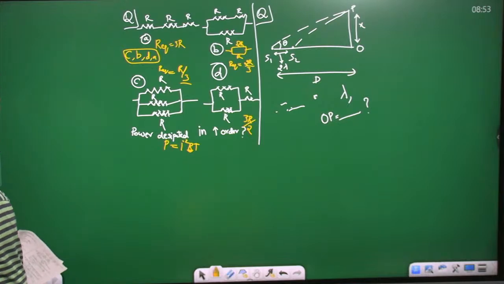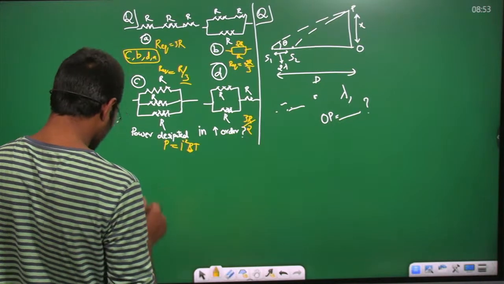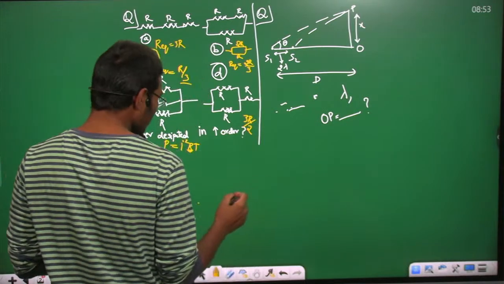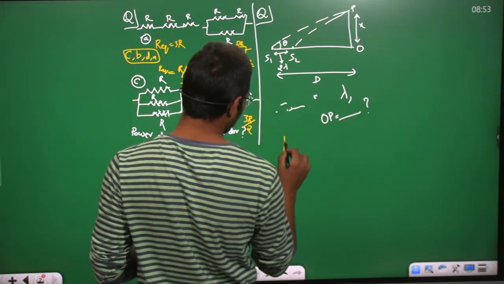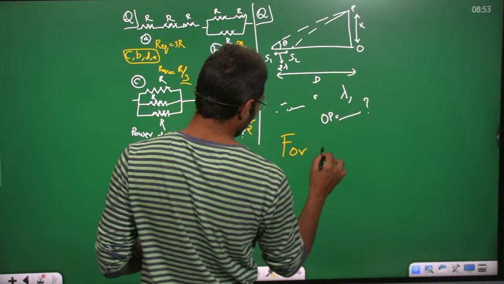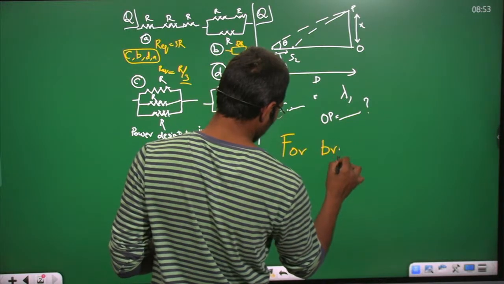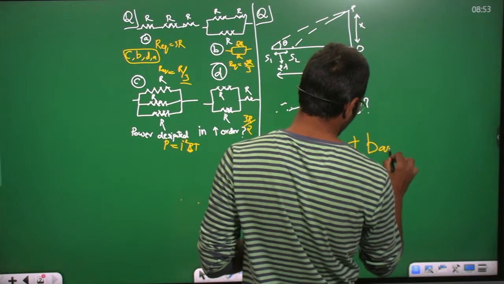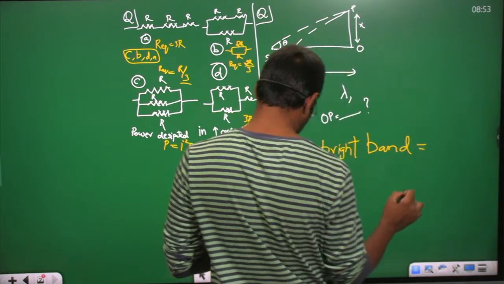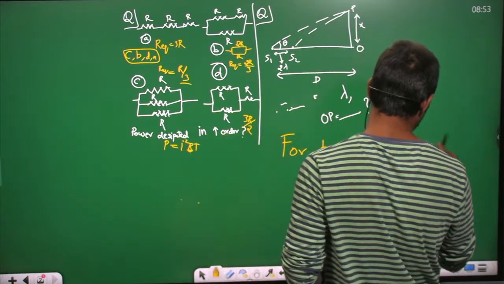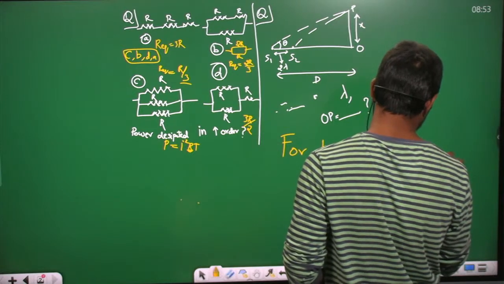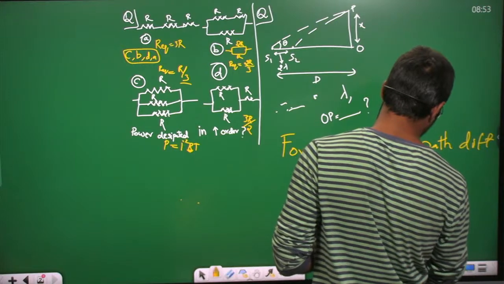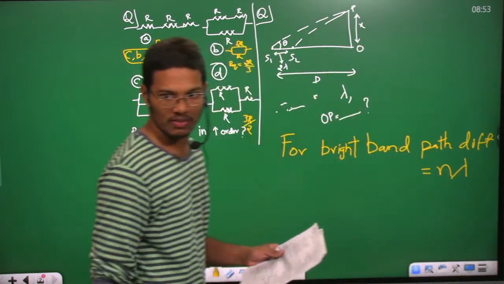See, how do you start this? First, for bright band formation, the path difference should be n lambda, right? The path difference should be n lambda.